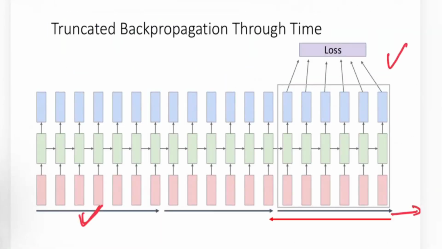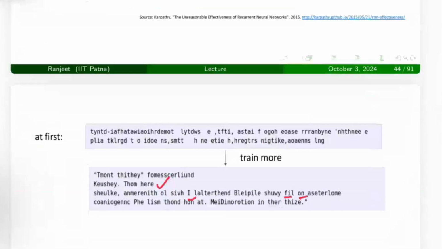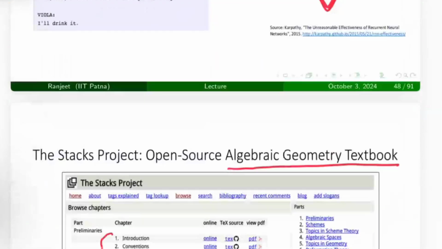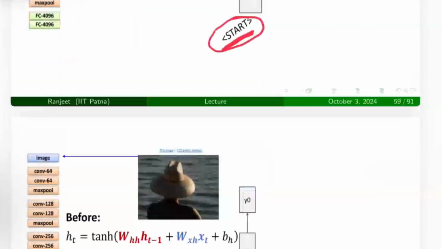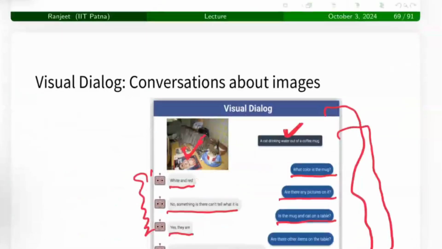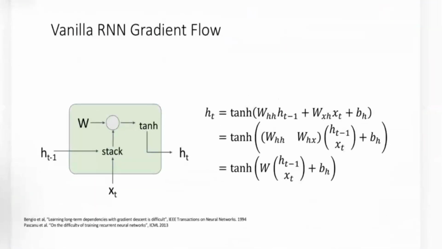These are all the things we have seen in the last class. We also went through some of the examples, some of the papers which have used this RNN for solving some of the problems. I'll not go through them again because you have already done this in the last class. These are all the examples that we covered where people have used RNN, like visual question answering, then visual dialogue, conversation about images. Now from here we'll start.